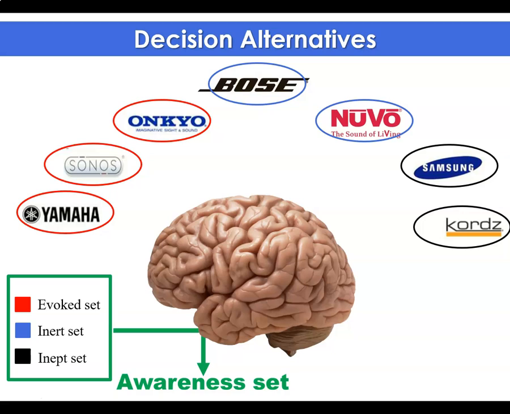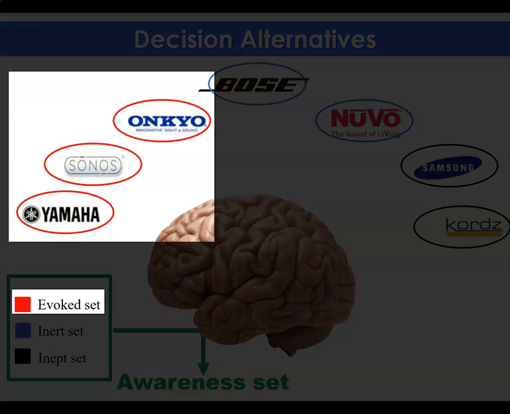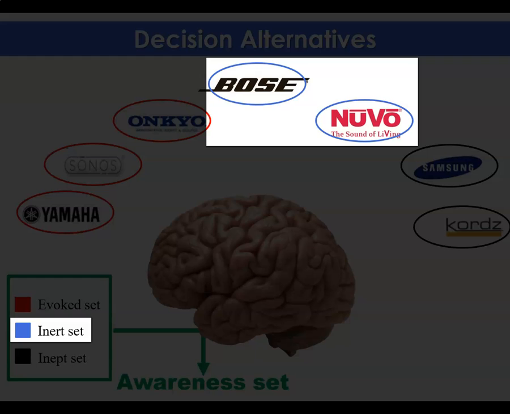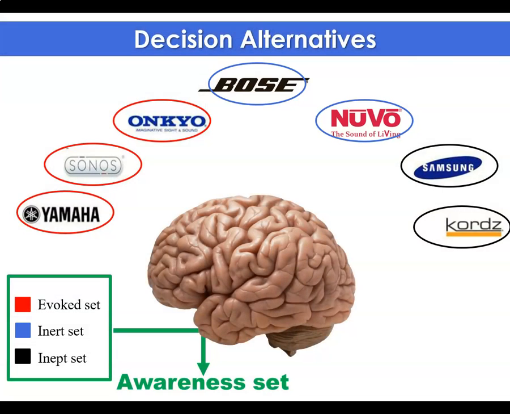Let's spend some time here with decision alternatives. For all the brands listed, those circled in red are what's known as the evoked set. The evoked set are brands that are given consideration right away. This is what comes up during internal information search. The brands circled in blue are the inert set. Inert means backup alternatives. For example, I might prefer Yamaha, but I'd consider Bose if needed.